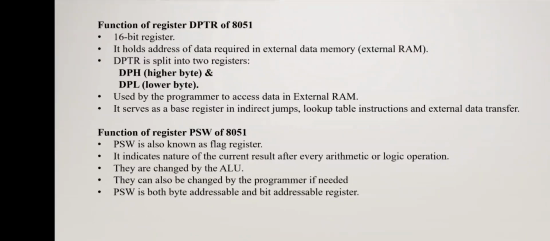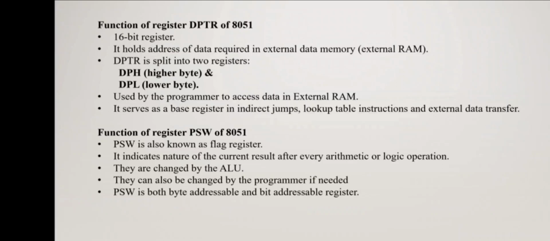Okay. Now the next register is DPTR, the data pointer. It's also a 16-bit register. It holds the address of data required in external data memory. It mainly deals with the external RAM. So if we are taking data from external RAM, we are pointing it out with the DPTR, the data pointer.